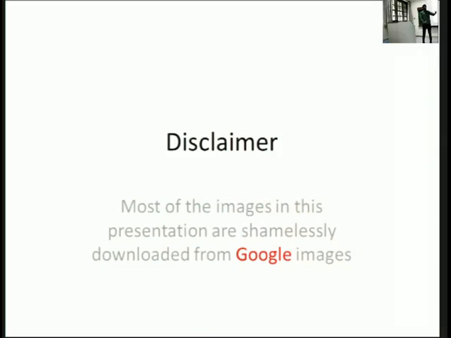These slides have too many images, and if I start giving all of them credits, it will take too much time. I'll just have 2 slides only for credits. I shamelessly downloaded a lot of images from Google, which is better than downloading from Pirate Bay.